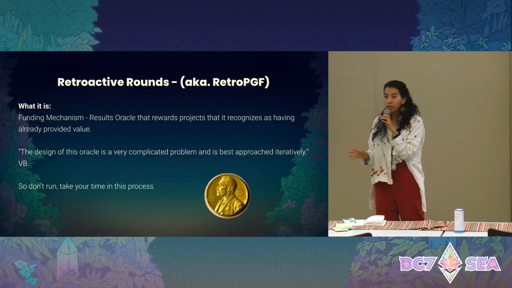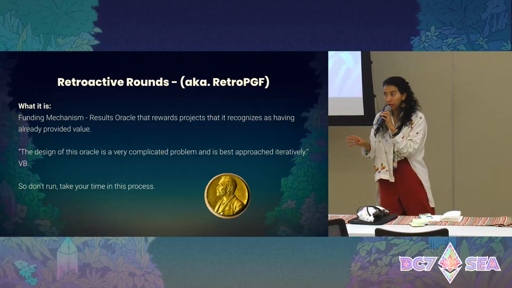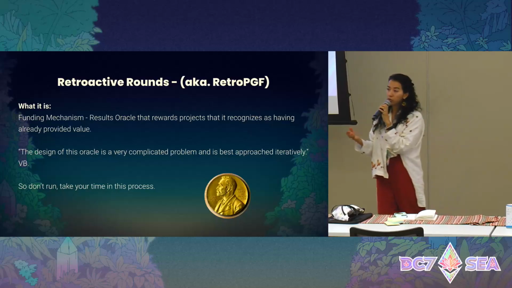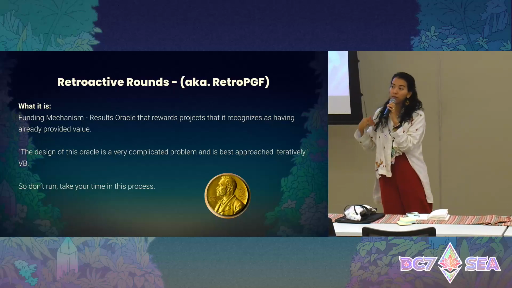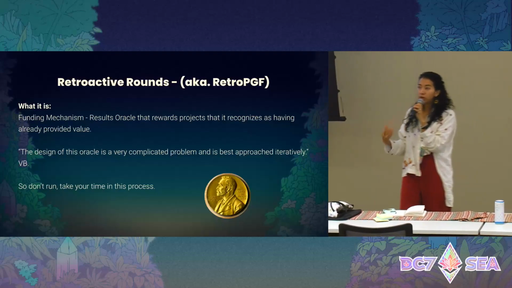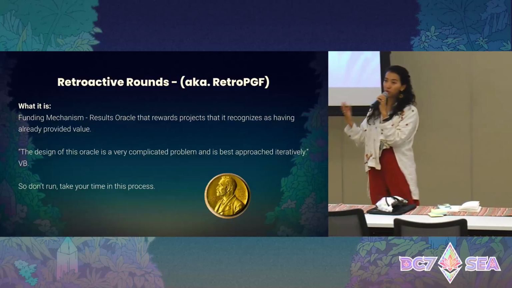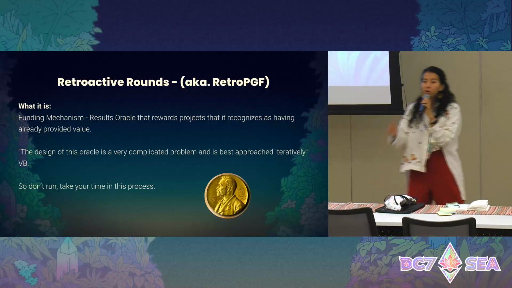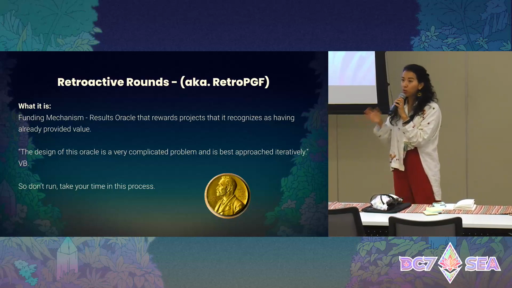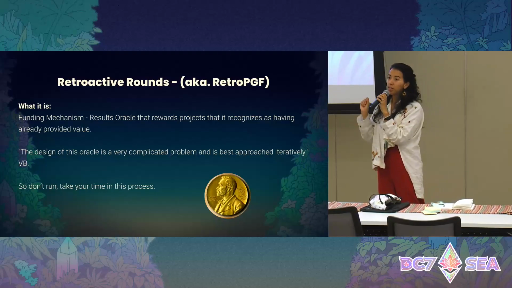However, we know that the design of this oracle is actually a complicated thing. So what we've seen as well, and what is expected of these retroactive rounds, is that we have them running over and over again because we're experimenting with the design of these rounds, which is also what we're going to be exploring today in this workshop. We're not expecting to have the best design from the get-go. We know that we're going to learn and get closer to this best design in an iterative way.